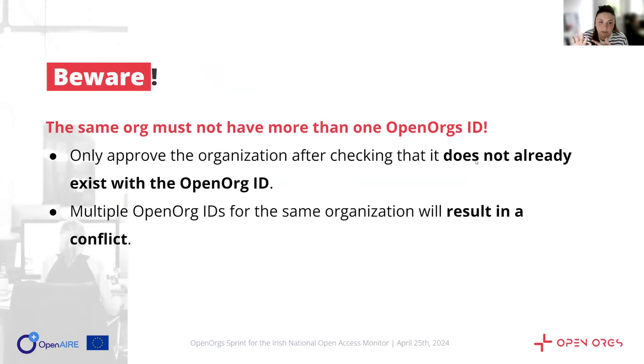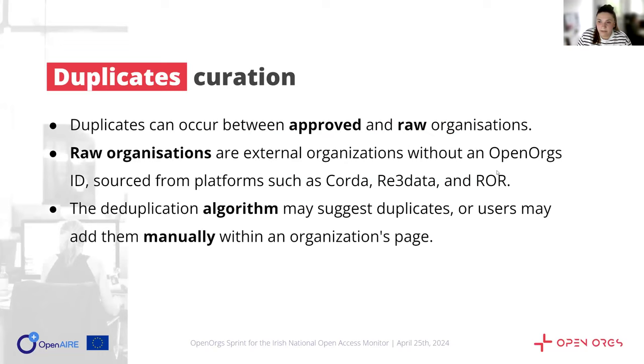However, it is crucial to ensure that the same organization does not have more than one OpenOrgs ID. Therefore, an organization should only be approved after verifying that it doesn't already exist in the database. Multiple OpenOrgs IDs for the same organization will result in a conflict. And finally, duplicates, which in general not only clutter the research landscape, but also lead to potential misinformation and confusion. So what exactly are they?